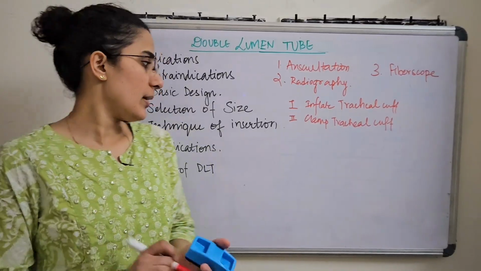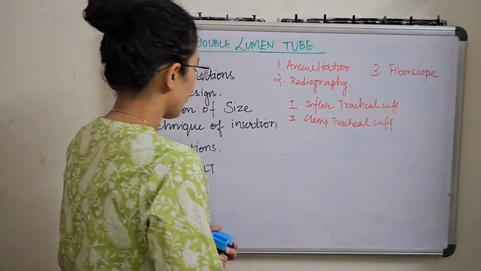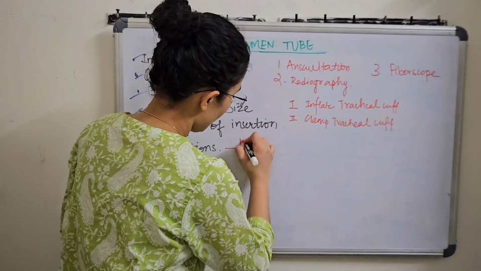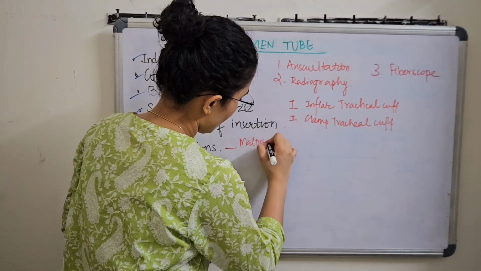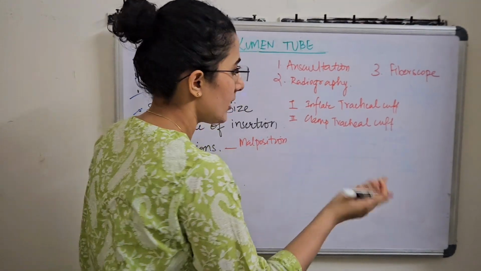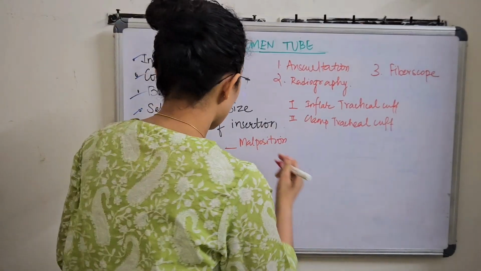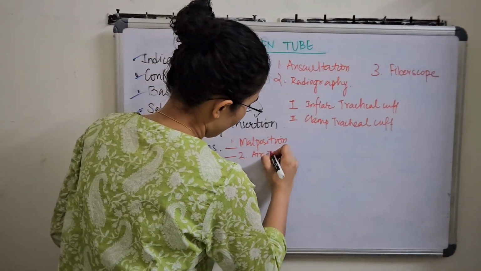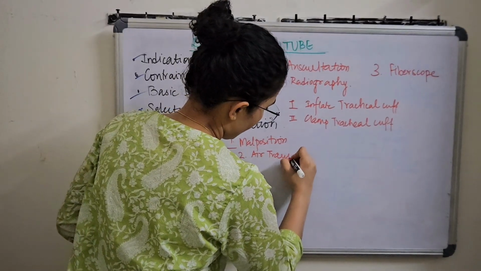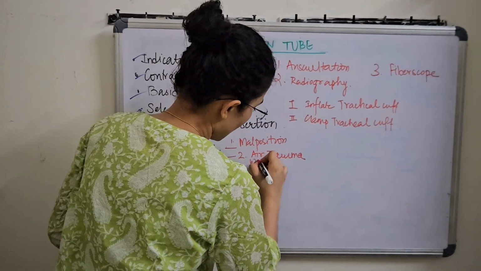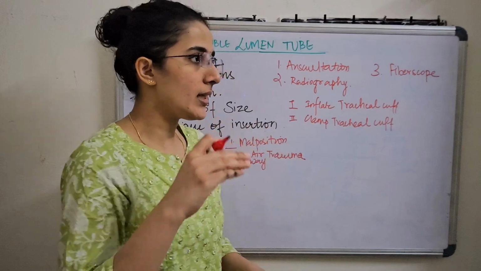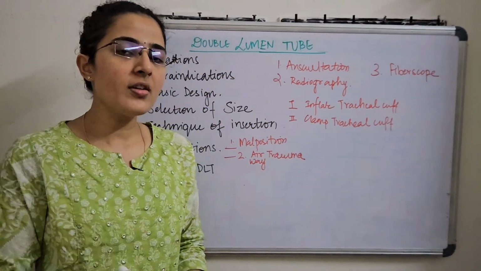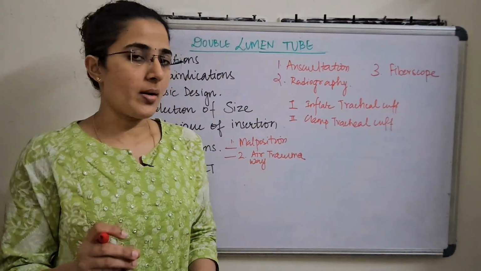So number one, there may be malposition of the double lumen tube that can occur during the change in the position of the patient, that is, to lateral position. There are increased chances of malposition. Number two, it causes extensive airway trauma, right? Because of its huge size as well as the structure it is made up of, it causes a lot of airway trauma, right?